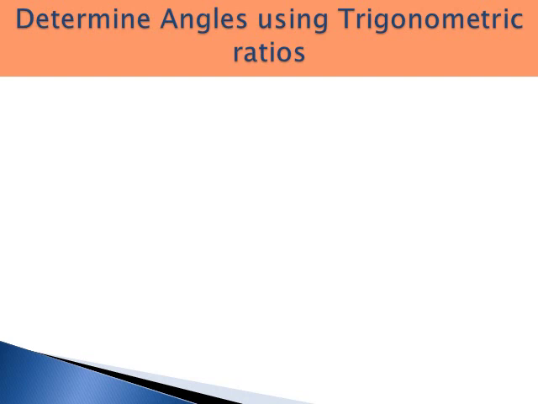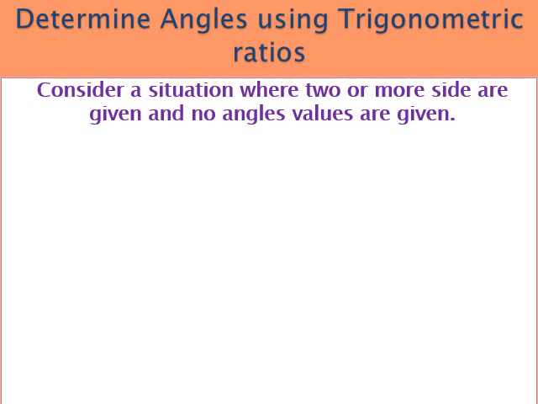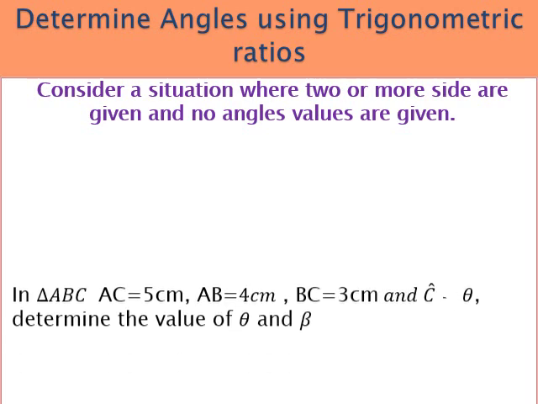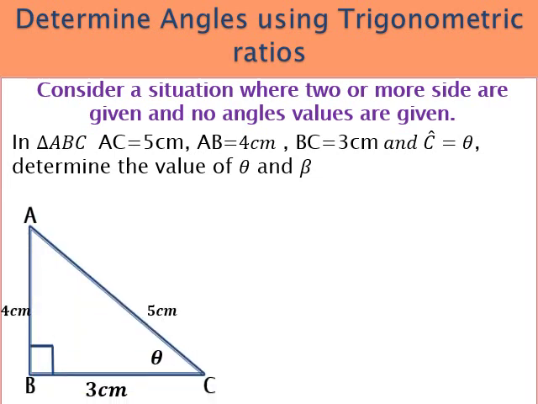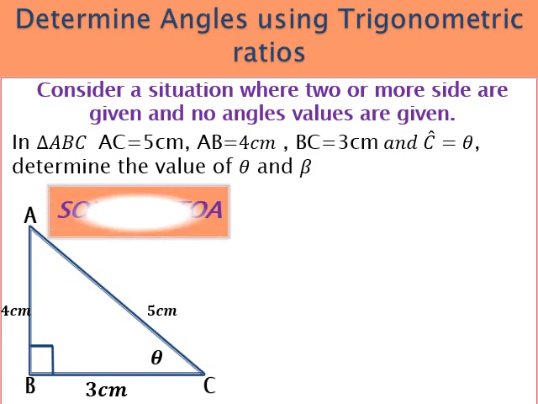Now, determining angles using trigonometric functions. Consider a situation where you have two or more sides given and no angle value given. In triangle ABC, AC equals 5 centimeters, AB equals 4 centimeters, BC equals 3 centimeters, and we are given that angle C equals theta. Now determine the value of theta and beta. As I already said, SOHCAHTOA will always be applicable. That simply means that you have to know it.